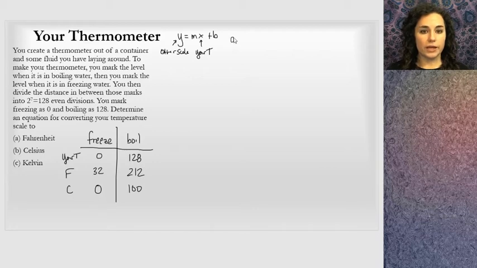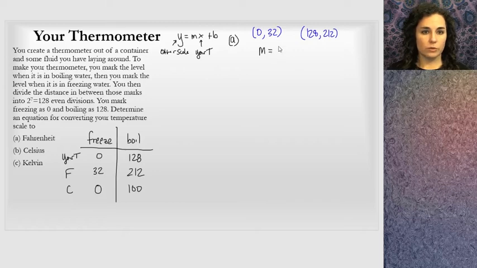For part A, let's pick out 2 points in which to find our slope. Our input variable is the x value, which is your temperature, and the output is the Fahrenheit temperature. So here's the input. We have a point 0, 32. So that's your temperature and the other scale. And then we also have point 128, 212. So we can find a slope for this.